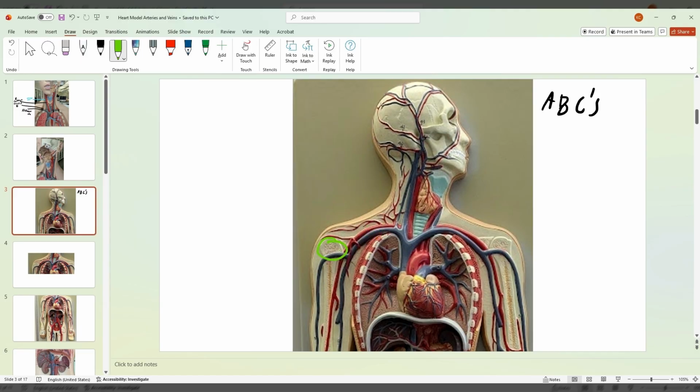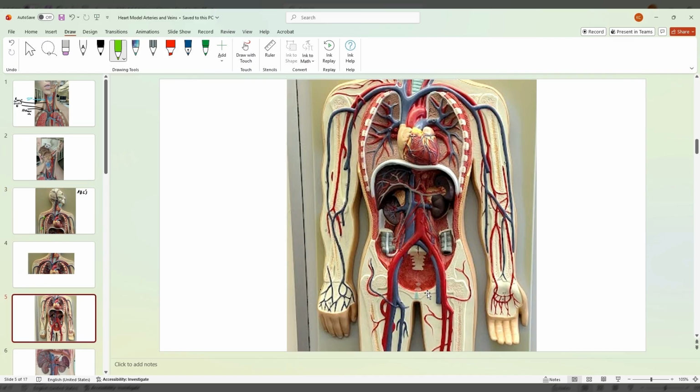Again, there's the head of the femur, so we're going to call that red there. We're going to call it the axillary artery. And this is going to be the brachial artery. So as we look down, we see that this is going to be the radial vein. This is going to be the ulnar vein. This is going to be the ulnar artery.